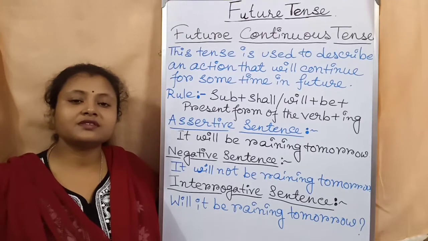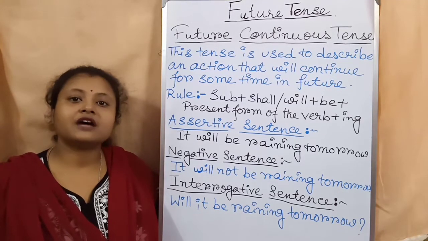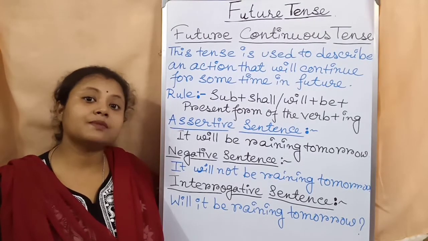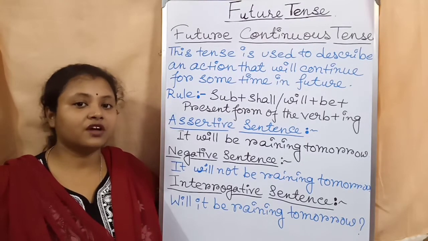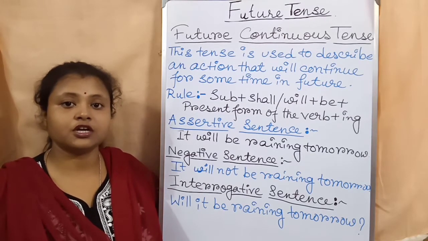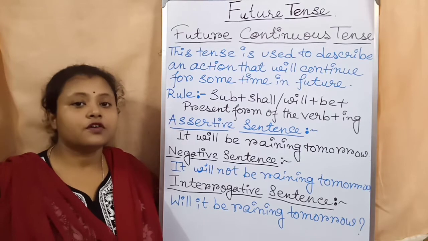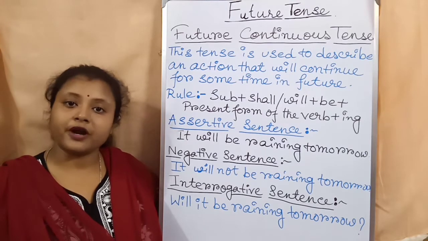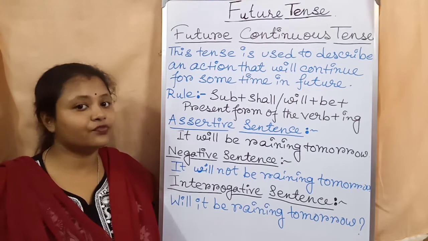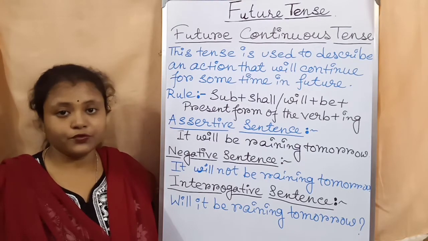Good morning, students. In the previous class, I started future tense. We have already discussed simple future tense, and we have learned that there are four classifications of future tense: simple future or future indefinite tense, future continuous, future perfect, and future perfect continuous tense. So these are the four classifications of the future tense.